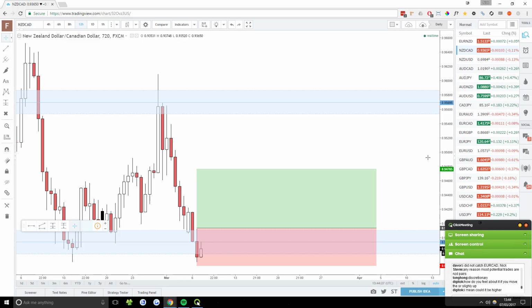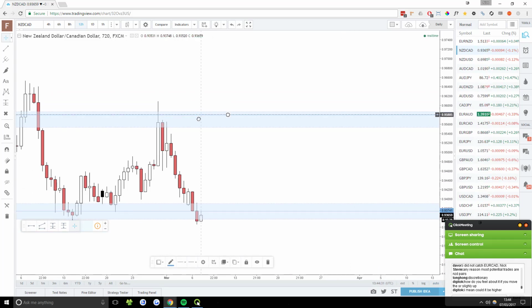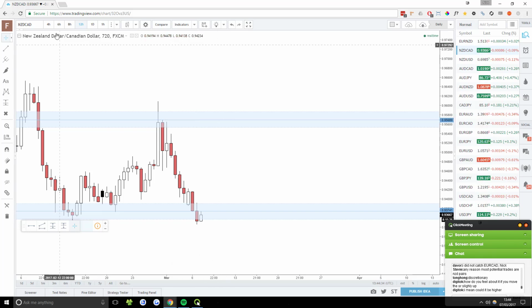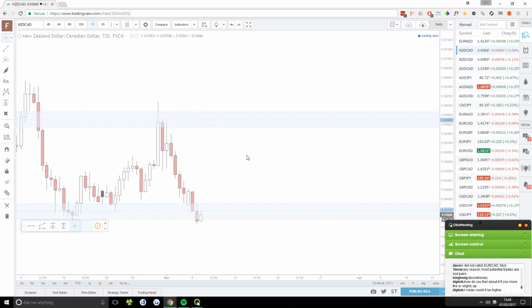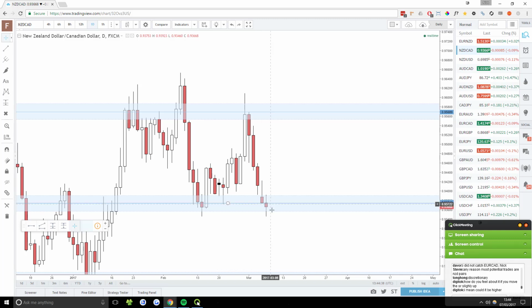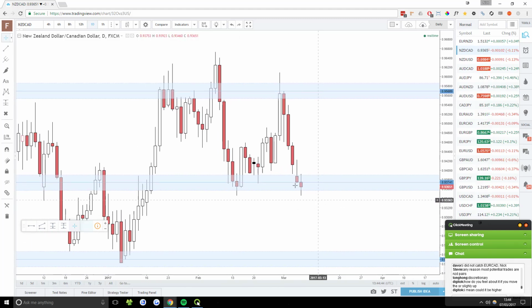New Zealand CAD, again, New Zealand CAD looks kind of okay. Might be worth entering, might not be worth entering. I just want to see how this one plays out. It looks okay-ish on the daily, and it's a very similar setup to what we saw last time on the daily. So it's definitely worth considering this one. Look at those lows. Look how perfectly they match up. And wait, look at those highs.